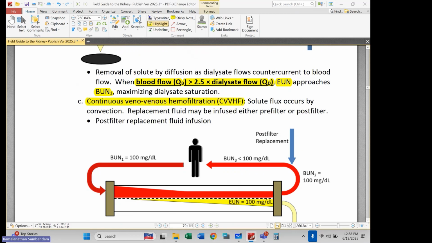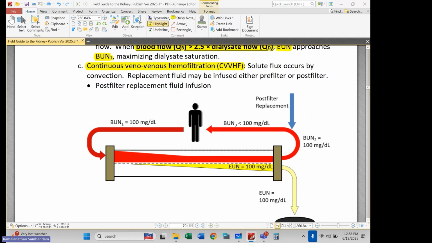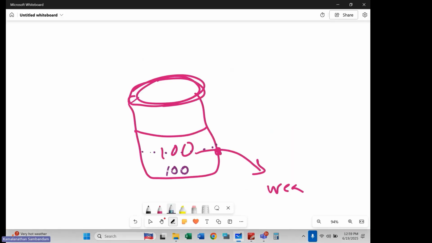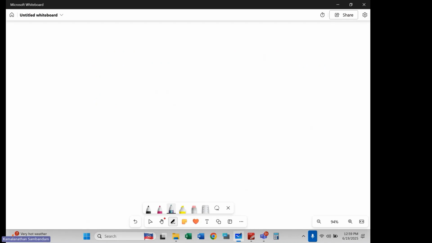Continuous hemofiltration. Again, solute clearance is by convection. You can either give fluid post-filter as we're doing it here or pre-filter. When you're doing post-filter hemofiltration, always my EUN is equal to BUN, right? I'm never losing efficiency. My EUN is always equal to BUN, okay? And so my urea clearance is going to be calculated in familiar ways.